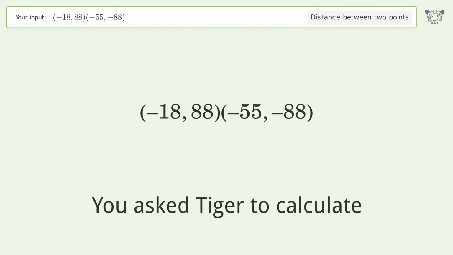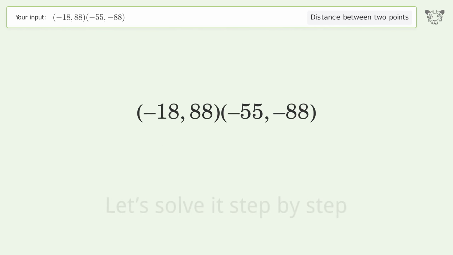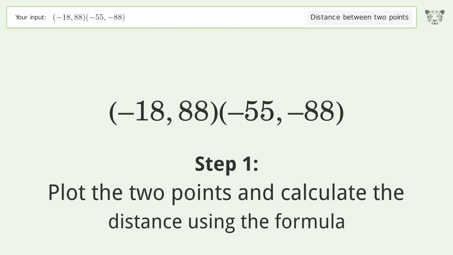You ask Tiger to calculate. This deals with the distance between 2 points. The distance between the 2 points is the square root of 32,345 or 179.847. Let's solve it step by step. Plot the 2 points and calculate the distance using the formula.